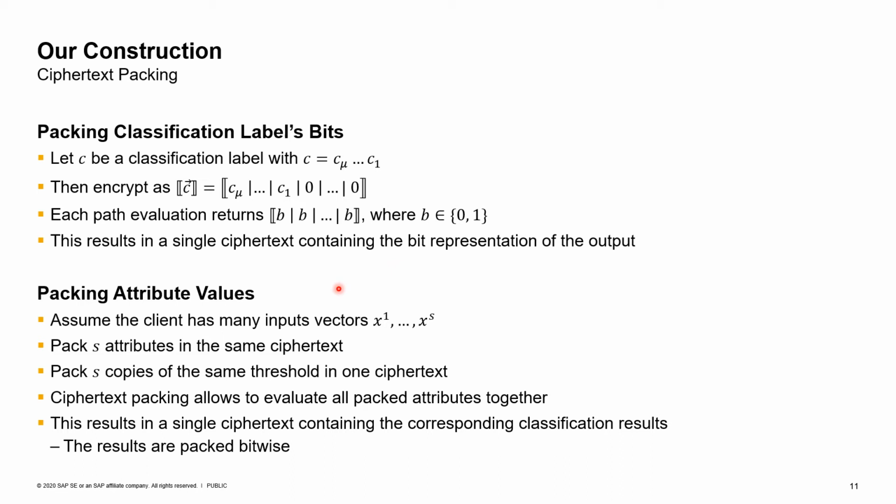We can also use ciphertext packing for attribute values. So, for example, if the client wants to classify many input vectors at the same time, we can pack S attributes in the same ciphertext, where S depends on the encryption parameters. Then we can also pack S copies of the same threshold in one ciphertext, and the ciphertext packing allows to evaluate them together, such that after the computations, we have a single ciphertext encrypting the final result.